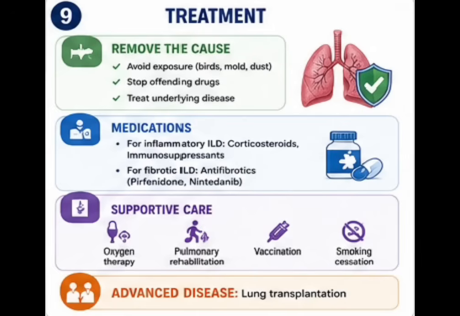Now coming to the treatment, you have to remove the cause first, like you have to avoid the exposure, birds, mold, dust, you have to stop the offending drugs and treat the underlying disease if it is caused by some other disease. The medications for inflammatory ILD are corticosteroids and immunosuppressants, and for fibrotic ILD, antifibrotics like pirfenidone. Supportive care is oxygen therapy, pulmonary rehab, vaccination, and smoking cessation. And in advanced disease, lung transplant is the final treatment.